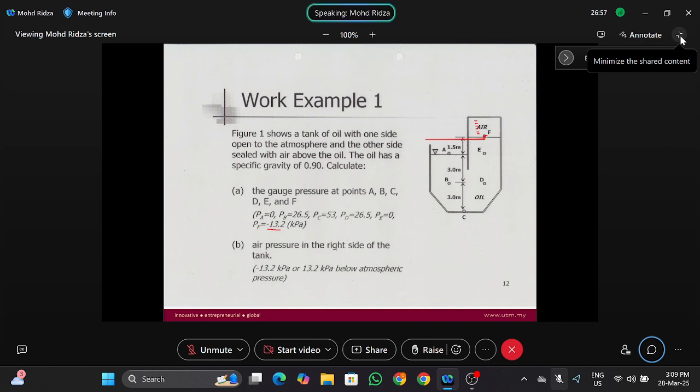B, air pressure in the right side of the tank. So when you look at the answer, the air pressure inside the tank is the same as the pressure at F. So has anybody figured out why this happens?